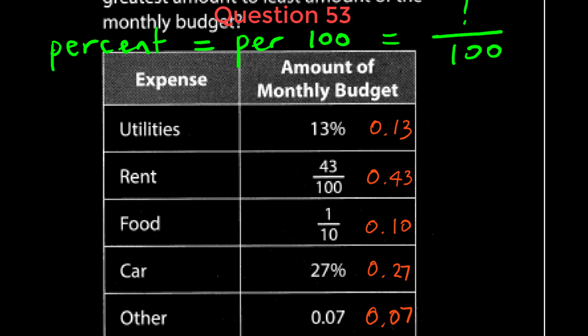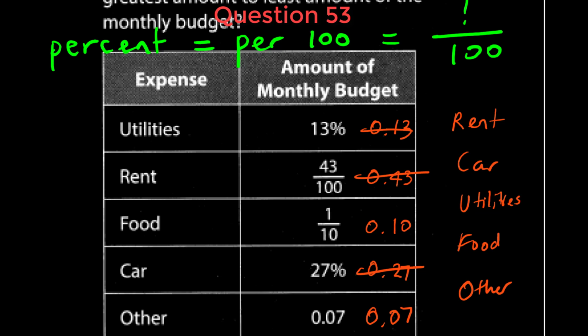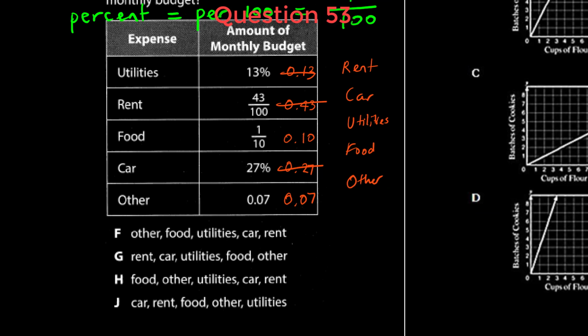Finding all the decimal equivalents, now I can easily order from greatest to least. As you see, rent is the greatest one here, so I'm going to have rent first, and then the next one is going to be 0.27, which is car, and then the next ones are going to be utilities and food, and the least one is going to be other. So the correct order is given in answer choice G.